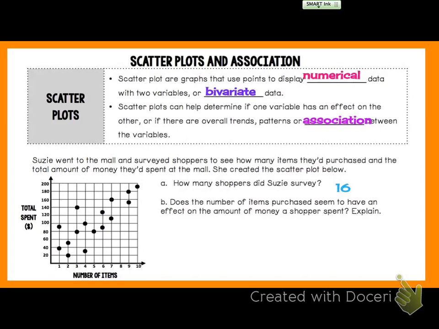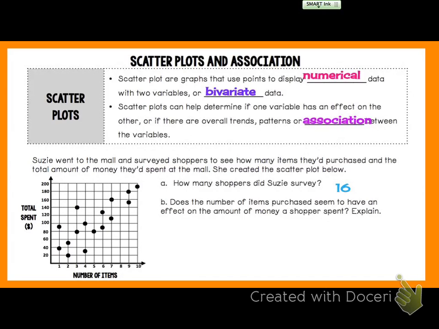And then looking at the data, it says, does the number of items purchased seem to have an effect on the amount of money a shopper spent? Well, if you look at the number of items, you see that as the number of items is increasing, so is the amount of money. Because someone who purchased 10 items spent between $180 and $200, probably $190. Somebody who bought one item only spent $40, or somebody who bought two items spent $20.